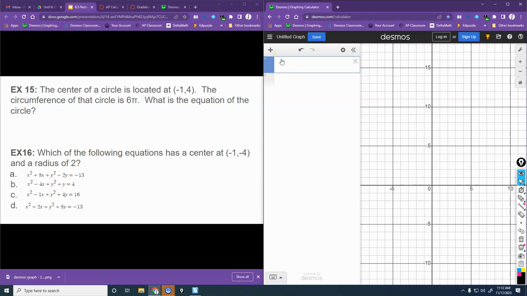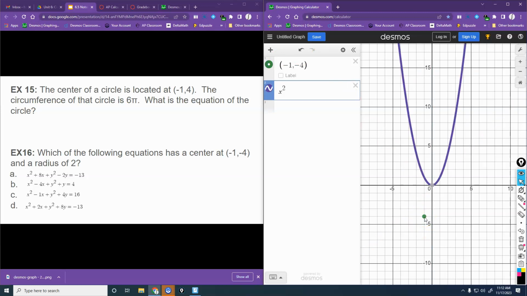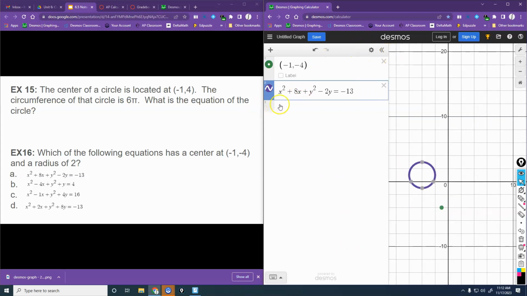So what you want to do for this, I would go ahead and type in -1, -4 at the beginning, and then, right there, that green dot is my center, and just type in your answer choices. X squared plus 8x plus y squared minus 2y equals -13. Is that the correct circle? No. All right, let's try the next one here. X squared minus 4x plus y squared plus y. It's going to work?